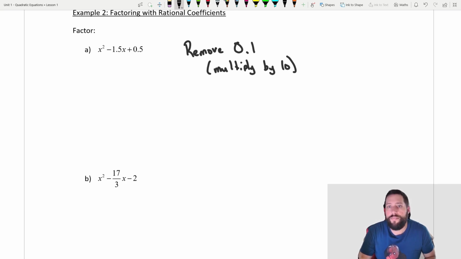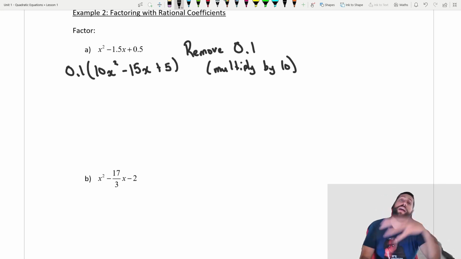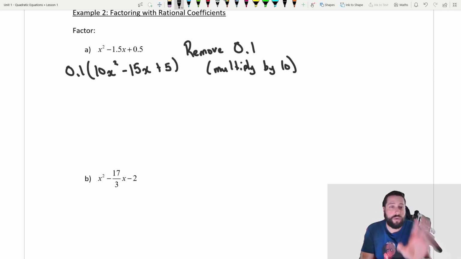Now I'm going to write 0.1 times 10x squared minus 15x plus 5. Because we remove the 0.1, it's the same as multiplying by 10, so you're just going to move the decimal place over. Now we're going to look at what's the greatest common factor here, so let's make it easier for us. The greatest common factor in this new bracket is going to be a 5. So now we're going to factor out a 5 as well.